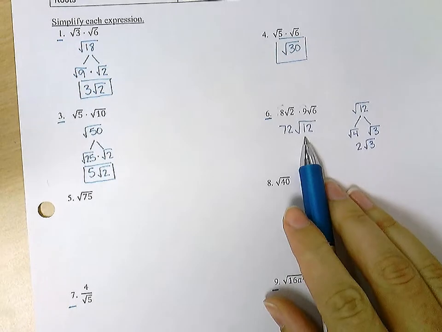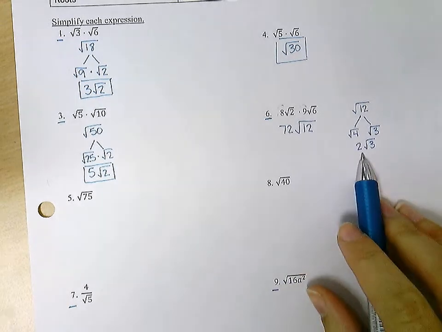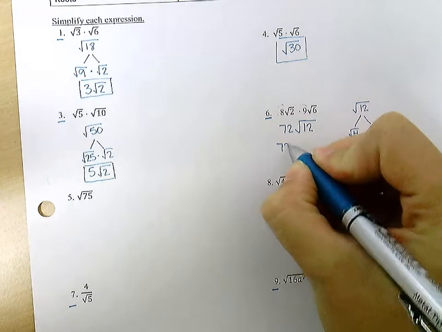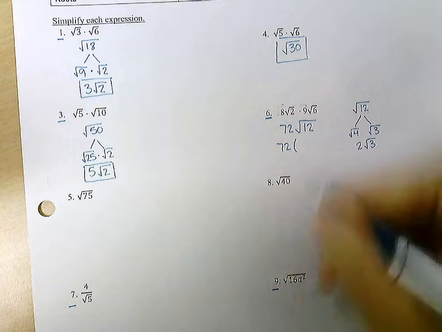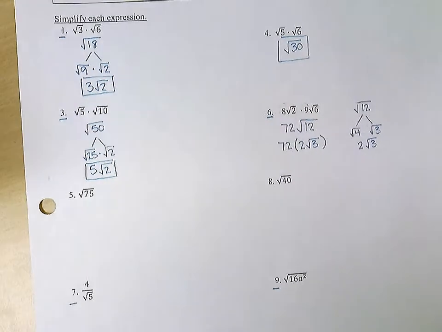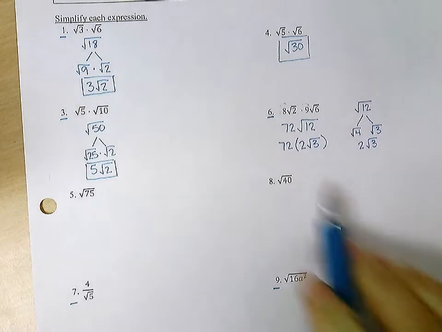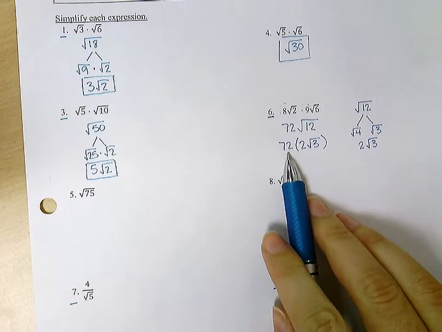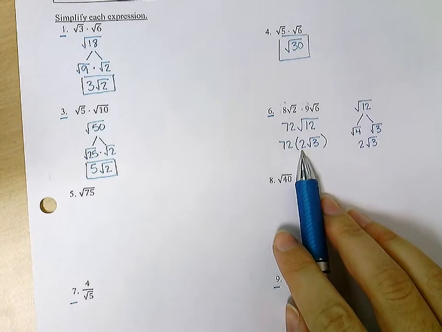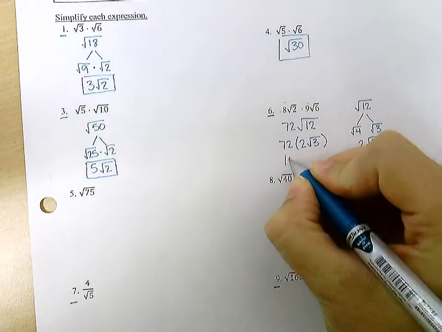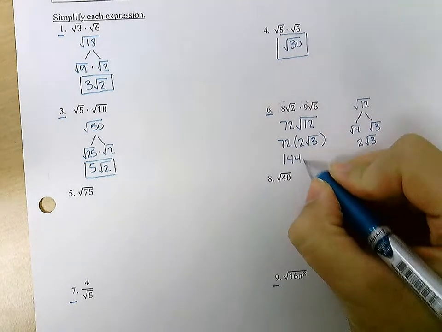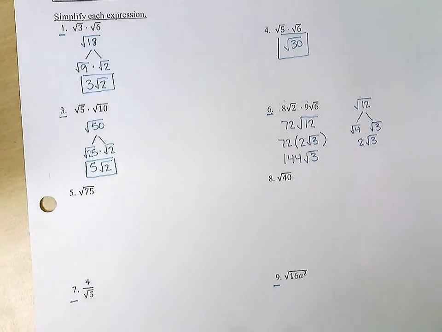So I'm going to replace this square root of 12 with 2 times the square root of 3 back over here. So we have 72 times 2 square roots of 3. Now when I bring this back in, I do have to then multiply 72 times 2. That's 144. And then we still have the square root of 3.